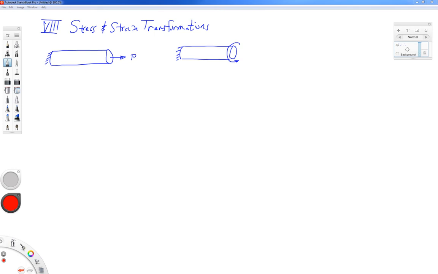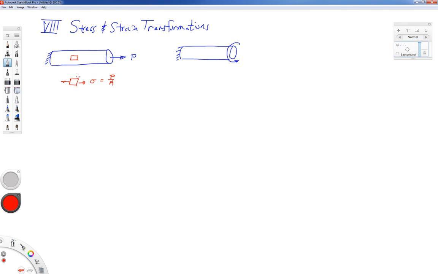So here we have on the left a bar that has an axial force. And we know that if we were to sketch the stress state in that bar, that stress state on that little stress block or stress element would be what's called a uniaxial stress state. And we would say that the stress sigma is equal to the force divided by the cross-sectional area, or P over A.